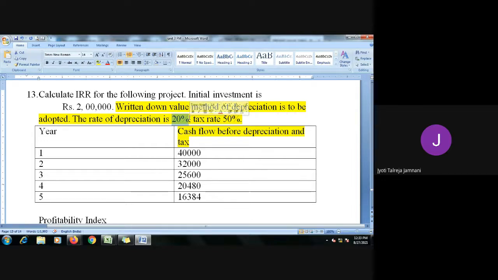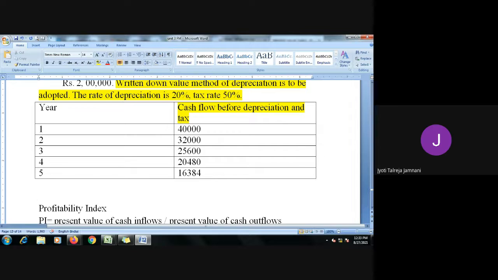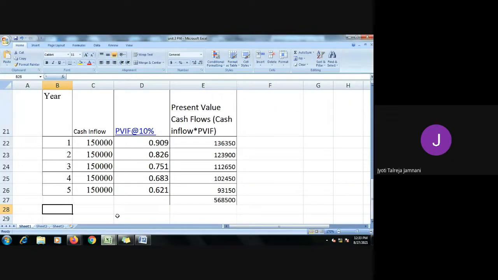What is the reducing balance method of depreciation? It is nothing but finding the depreciation on the balance amount. Straight line method finds depreciation on the same amount every year, but the reducing balance method says we need to find it on the balance amount. So now let us check what would be the depreciation amount. Let's do it on an Excel sheet so it becomes easy for us to solve.